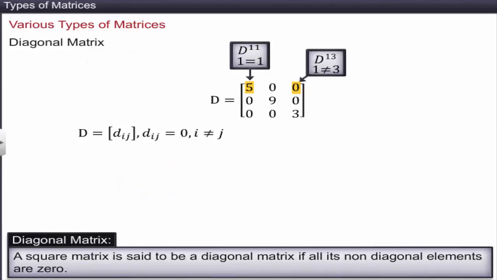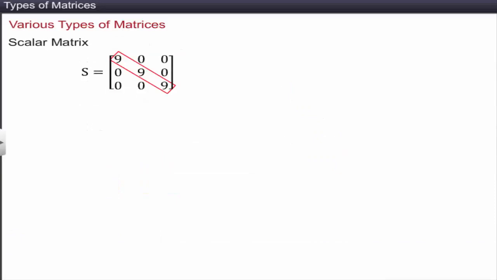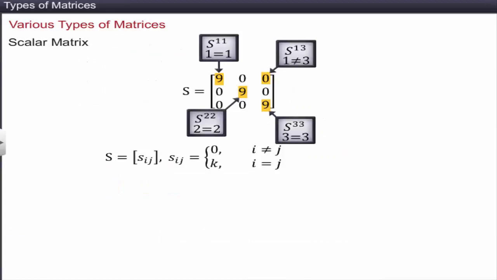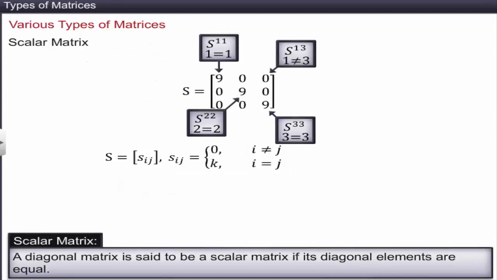For a diagonal matrix, if all elements along the diagonal are equal to each other, then the matrix is called a scalar matrix. A scalar matrix can be represented as follows. Let's use the example matrix to understand the general form. This means that for i not equal to j, the element is 0. And for i equal to j, the element is a non-zero number k. A diagonal matrix is said to be a scalar matrix if its diagonal elements are equal.